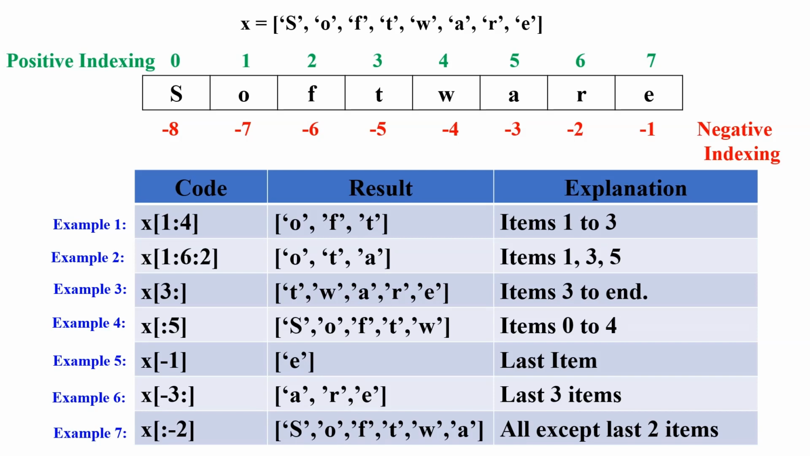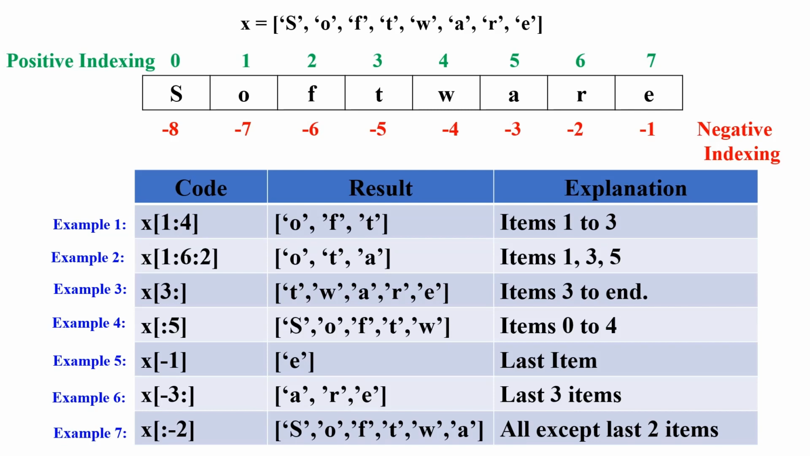Now, look at example 4. x[:5]. Here start value is not given, so default value starts from 0. Stop value is 5 exclusive, so stop value is 4. Step value is not given, so step value is default value 1. So the items 0 to 4 are sliced. Hence the output is SOFTW.